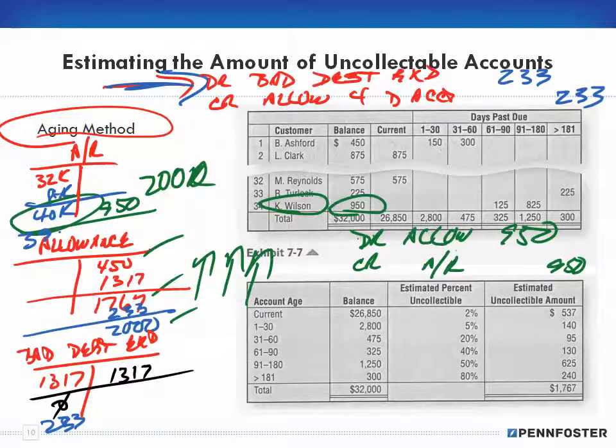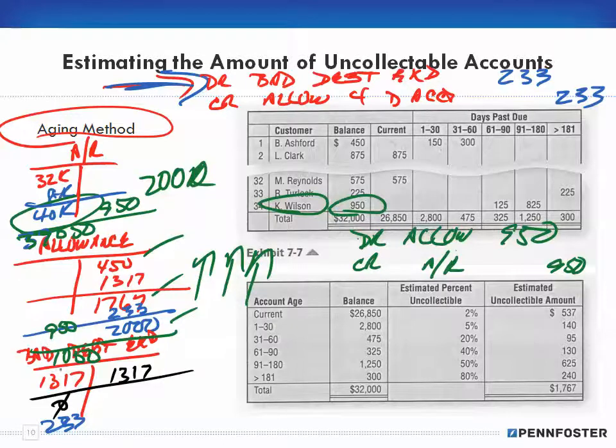Is 39,000. Oh, it should be blue, green. $39,050 is a debit, and you had $950 as a debit on your allowance, so now your allowance account actually has a balance of $1,050. Okay, it doesn't go against bad debt expense.